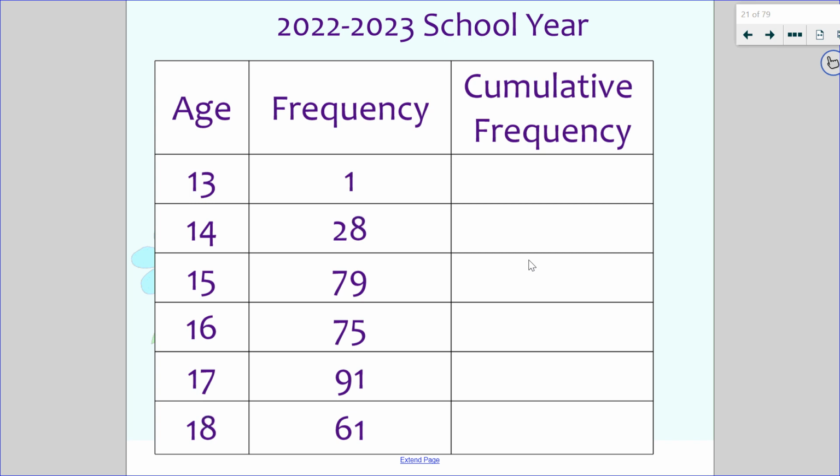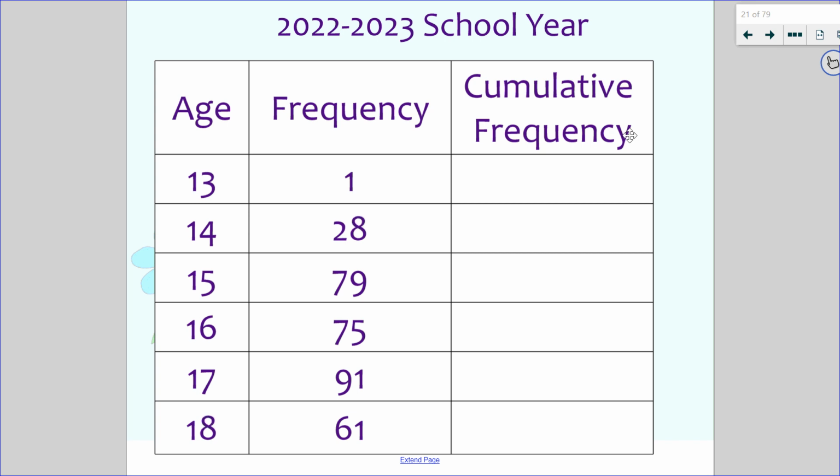So what we're going to first do, and this is going to help us with calculating not only the median, but also the mean, is calculate our cumulative frequency. Now, cumulative frequency is the amount of students that are that age and younger. So the amount of students that are that age and younger.